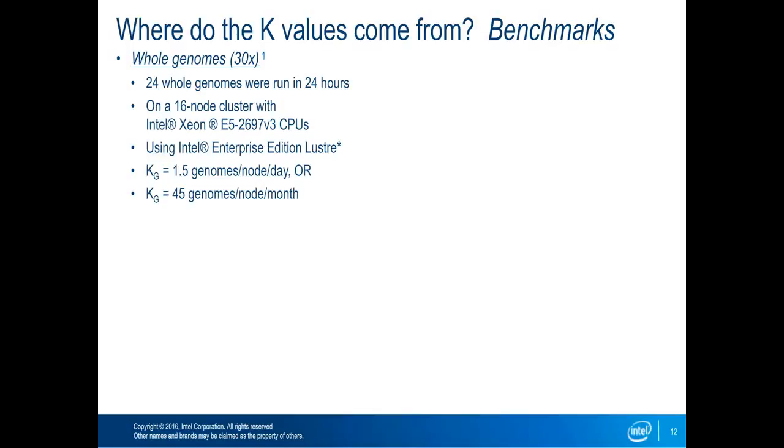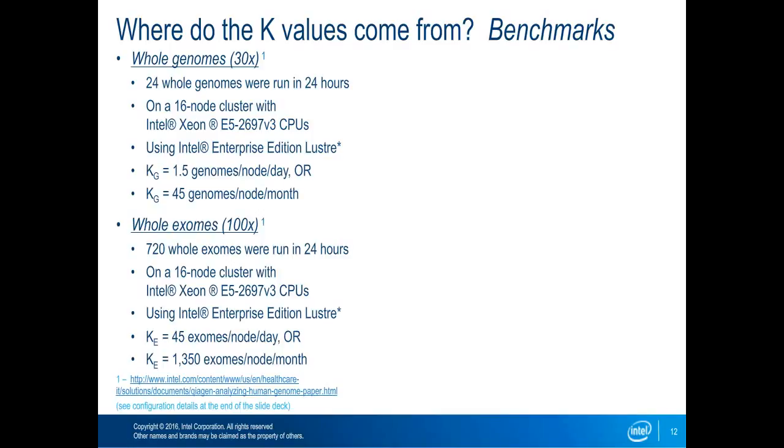This is with the Intel 2697 V3, the Haswell class processor. It was using Lustre, and you come up with this rate constant of 1.5 genomes per node per day, or 45 genomes per node per month. And I'll review these in a bit.